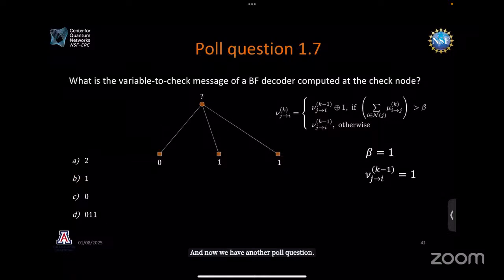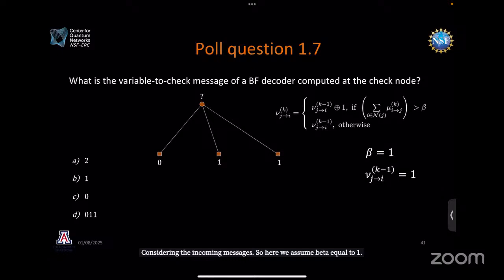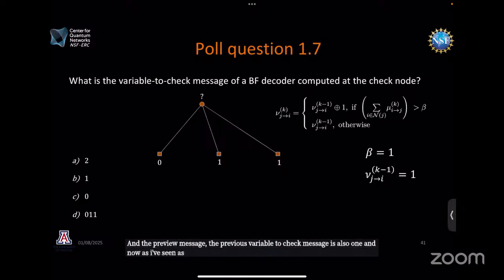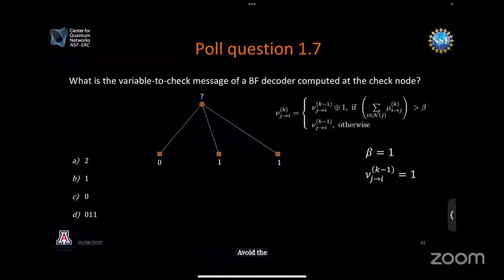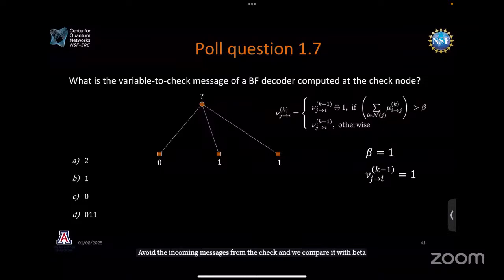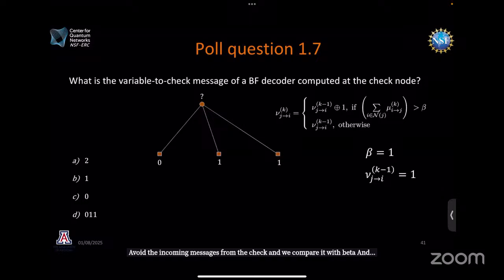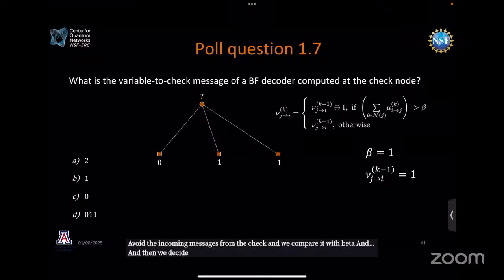What is now the message computed by this variable node, considering the incoming messages? Here we assume beta equal to 1, and the previous variable to check message is also 1. As I've said before, we compute the summation of all the incoming messages from the check nodes, and we compare it with beta. Then we decide, based on this comparison, whether we flip the message or not.